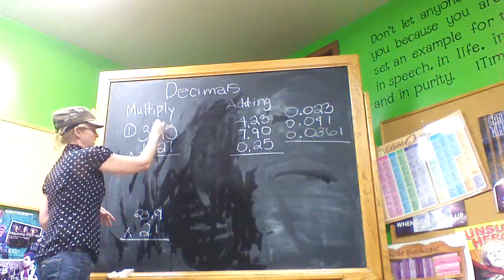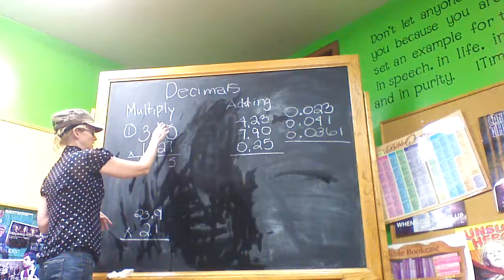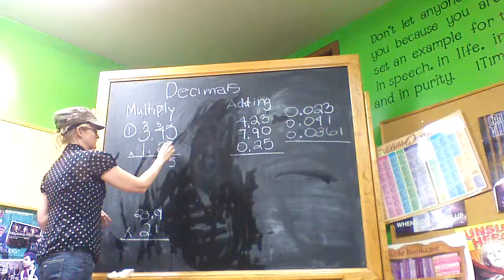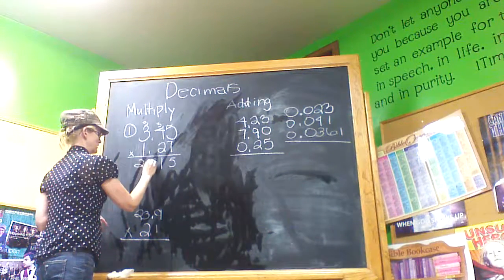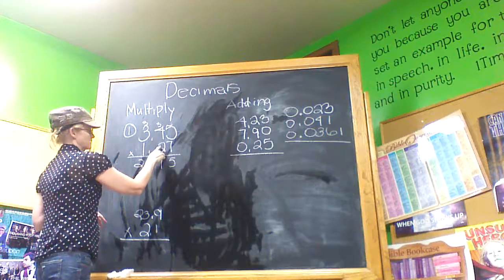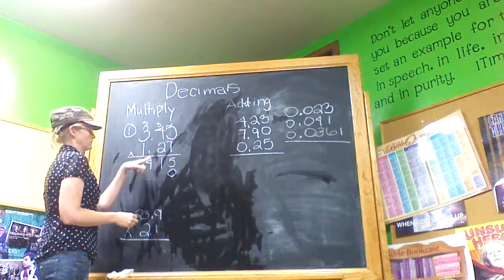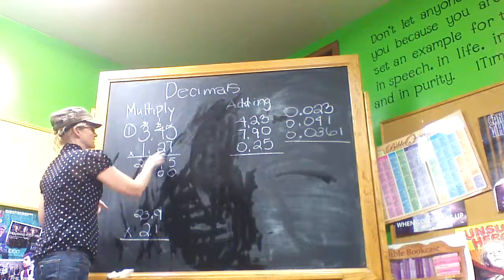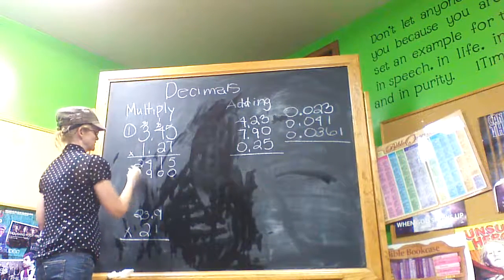So 7 times 5 is 35. 7 times 4 is 28, 29, 30, 31. 7 times 3 is 21, plus 3 is 24. You're going to mark your place marker from that we learned before. 2 times 5 is 10. 2 times 4 is 8, plus 1 is 9. 2 times 3 is 6.